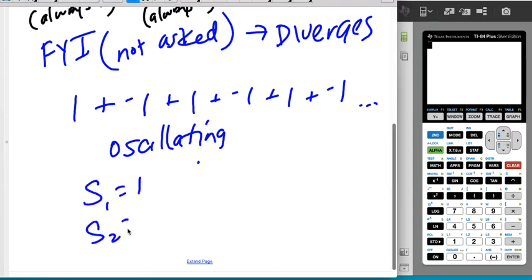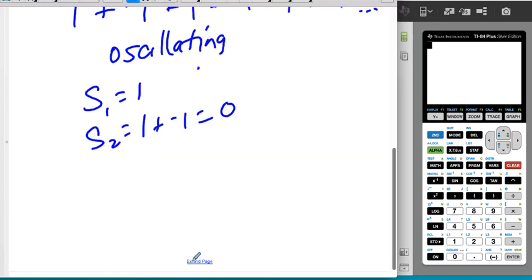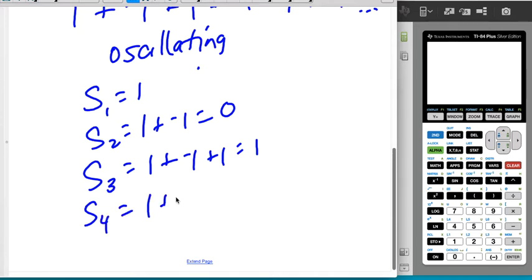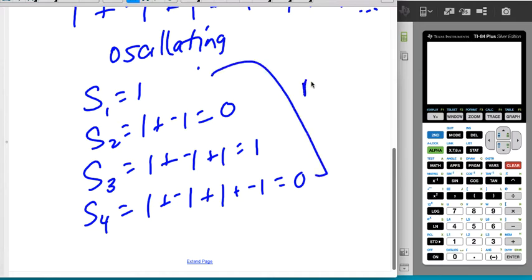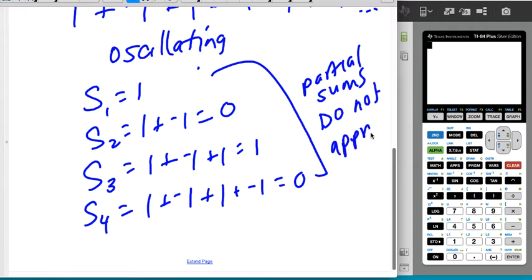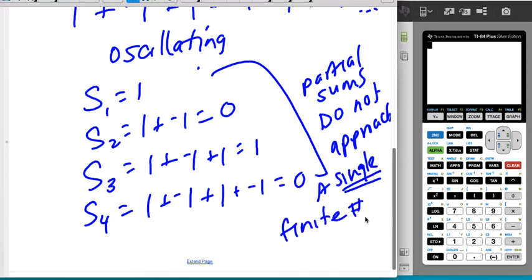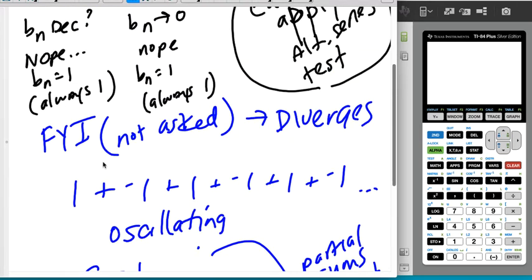We saw this, in fact, maybe in the first video. The sum of only the first term is a 1, but the sum of the first two terms would be 1 plus negative 1, which is 0. Then it would oscillate back to 1 because it would be 1 plus negative 1 plus 1, and then it oscillates back to 0. So the partial sums do not approach a single finite number. In order to converge, you have to approach a single finite number. You weren't asked that. You were just asked to say the alternating series test doesn't apply, but that's the idea.